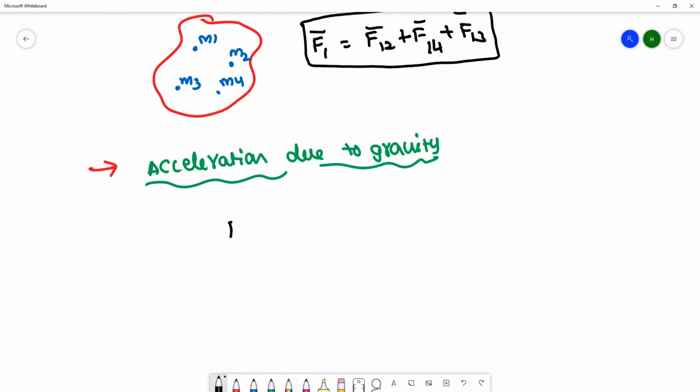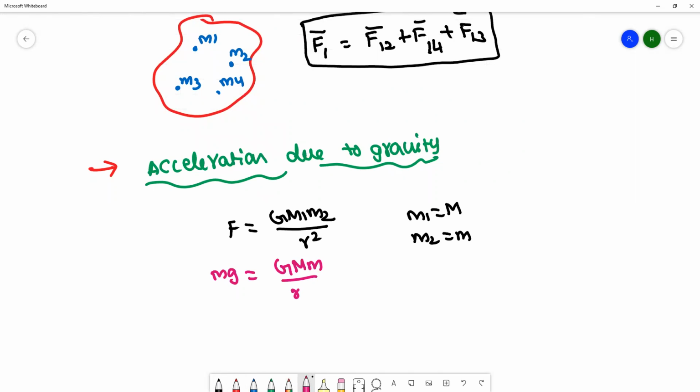We know F is equal to G into M1 M2 divided by R square. I am taking M1 as the bigger mass, capital M, and M2 as the small m. You can write F is equal to the weight. m into g is equal to G into capital M into small m divided by R square. Mass gets cancelled. You can write small g is equal to GM divided by R square.